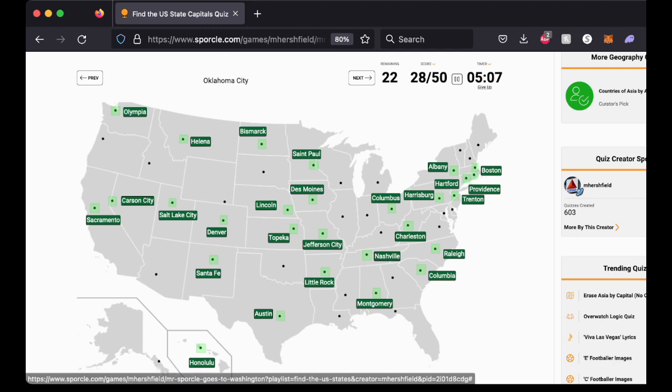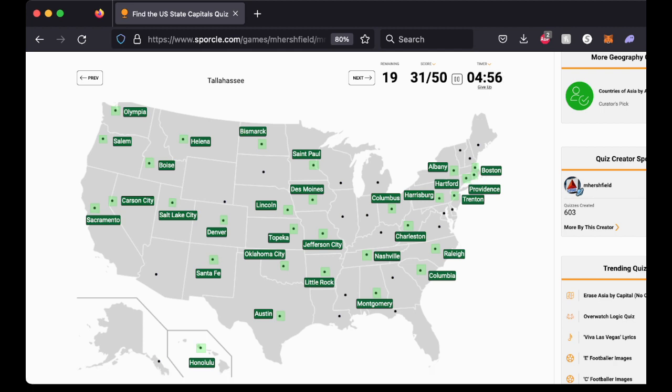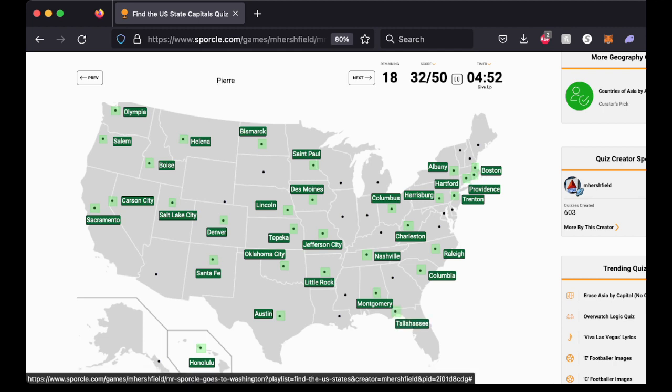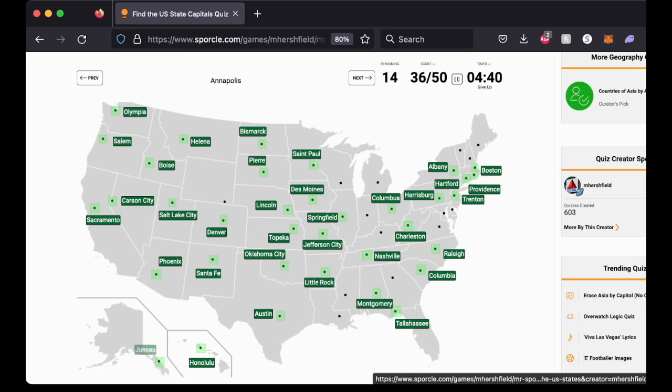Oklahoma City is the capital of Oklahoma. Boise is the capital of Idaho. Salem is the capital of Oregon. Tallahassee is the capital of Florida. Pierre is the capital of South Dakota. Springfield is the capital of Illinois. Phoenix is the capital of Arizona. Juneau is the capital of Alaska.